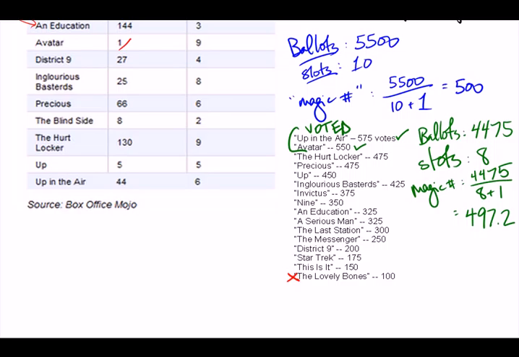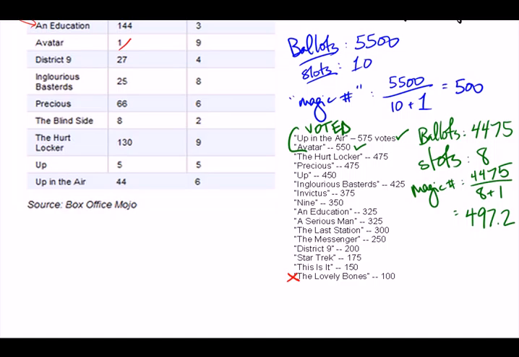So we can see none of the remaining votes have enough to get over 497.2, so they need at least 498 to get added to the slot. So we're going to cross off The Lovely Bones at the bottom. So how are these votes redistributed?